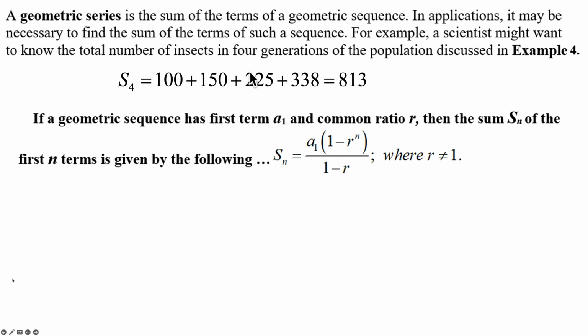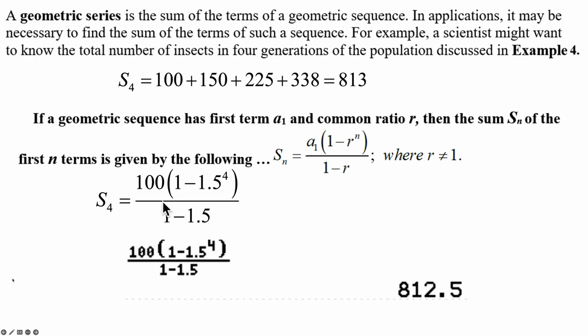So from the previous problem, s sub 4, our partial sum, would be 100, that's a sub 1, times 1 minus our r, which was 1.5, to the 4th power, divided by 1 minus 1.5. These are best to do in your calculator. So I typed it in, 812.5. Again, that's the 0.5 we had from this last term, which we rounded up, and we'll call it 813.